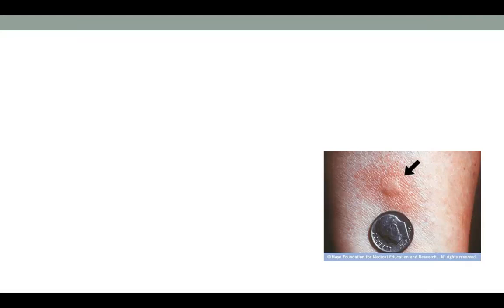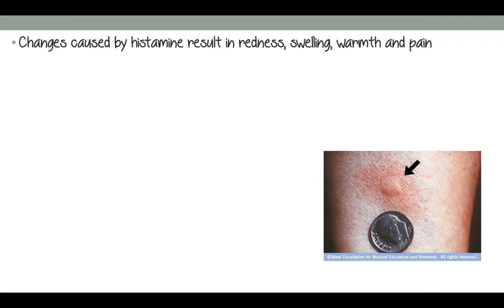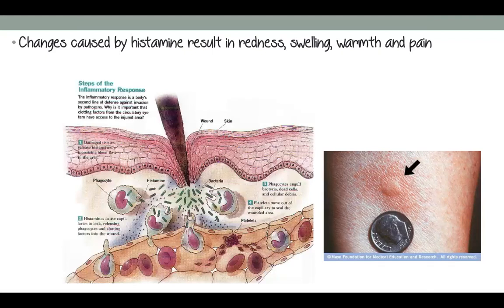So you've got more blood in that area. And of course, warmth because of that as well. And sometimes there might be pain depending on if there's any nerve endings involved in the damage that occurred in the beginning. So on the left is just a diagram of how the inflammatory response works. So you have damage to the skin. You've got the damaged cells and the bacteria trigger the release of histamine. Histamine increases blood flow to the area.